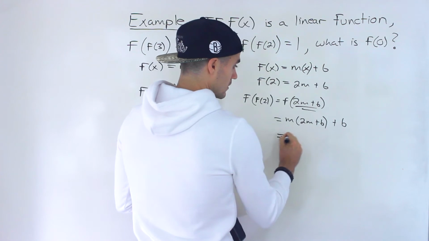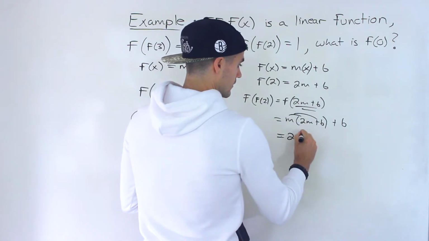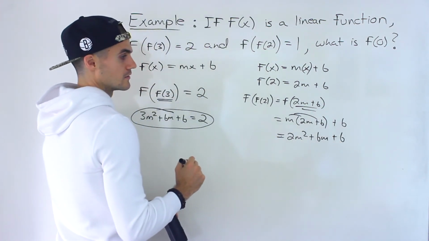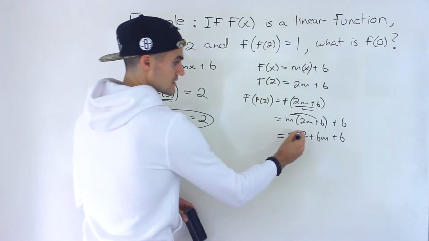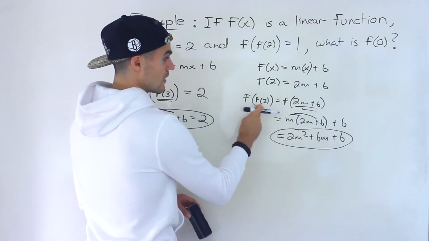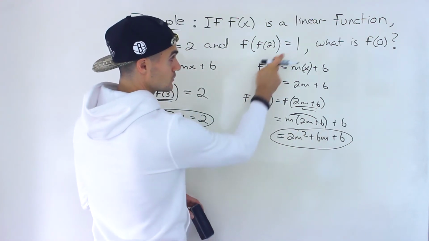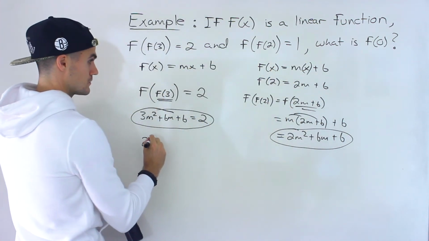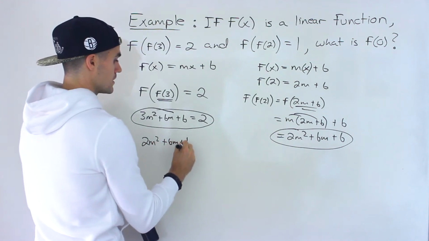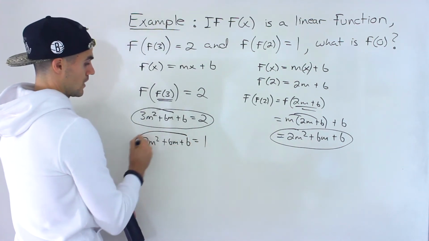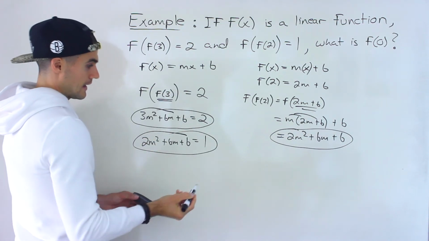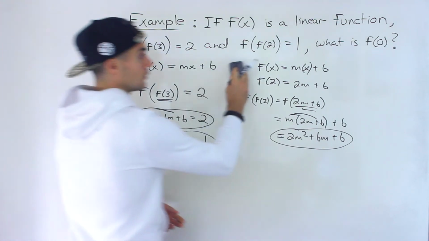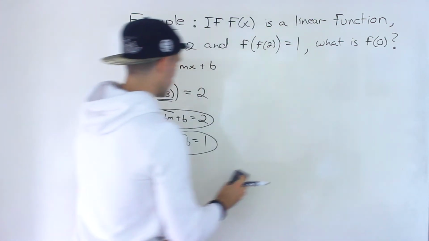So from here, if we write this in a more simple form, we get that right there. So this expression is what f of 2 is, but we know that that's equal to 1. So we could say that this is equal to 1. So we could rewrite 2m squared plus bm plus b is equal to 1, like that. And now notice we have 2 equations and 2 unknowns, and so we can now solve for those 2 unknowns.